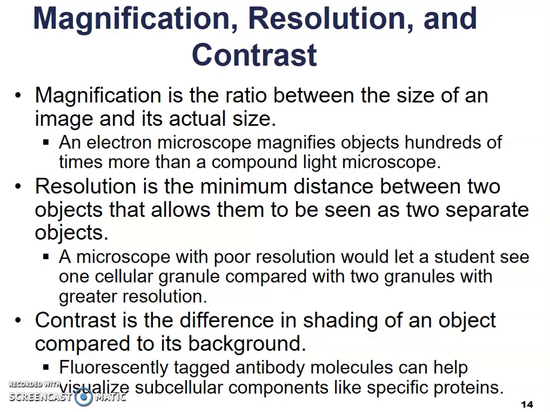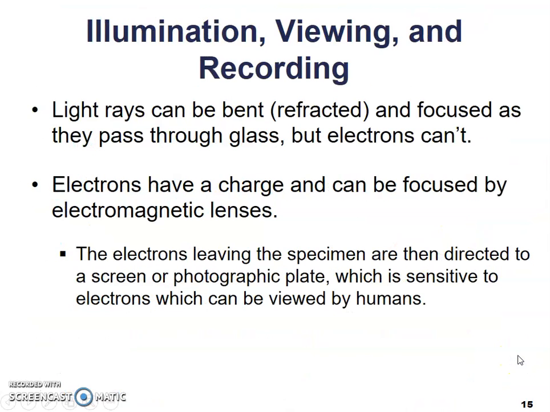Fluorescently tagged antibody molecules can help visualize subcellular components like specific proteins. Illumination, viewing, and recording. Light rays can be bent or refracted and focused as they pass through glass, but electrons cannot. Electrons have a charge and can be focused by electromagnetic lenses. The electrons leaving the specimen are then directed to a screen or photographic plate, which is sensitive to electrons, which can then be viewed by humans.